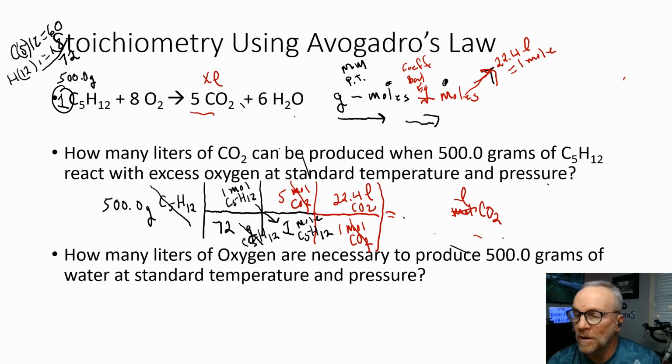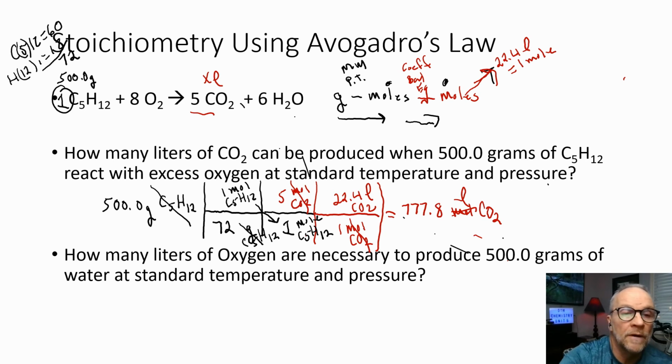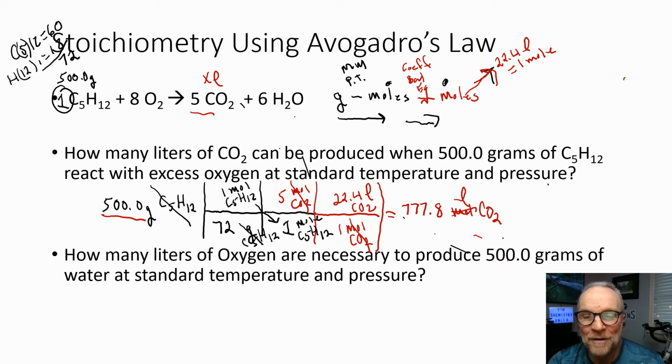So if you multiply across the top, 500 times 5 times 22.4, and then divide that by 72, you should get 777.8 liters of CO2. We've got 4 significant figures at our starting place, so we'll get 4 in our answer. All right, so now your turn. Pause the video, work that problem, and see how you come.